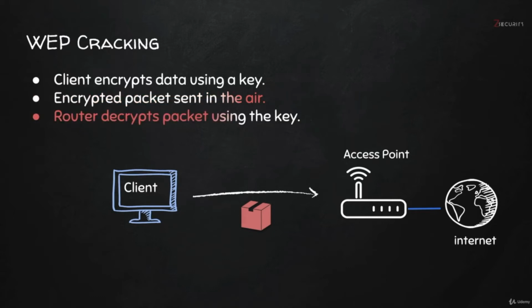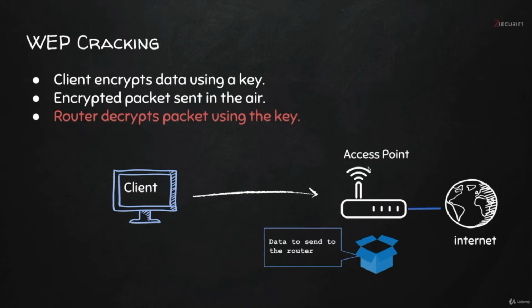The access point will receive this encrypted packet and it'll be able to transform it back to its original form because it has the key. Therefore, it'll actually be able to read the contents, which is "data to send to the router." The same happens if the router wants to send something back to the client. It'll first encrypt it using a key, and send it to the client. The client will be able to decrypt it because it has the key.